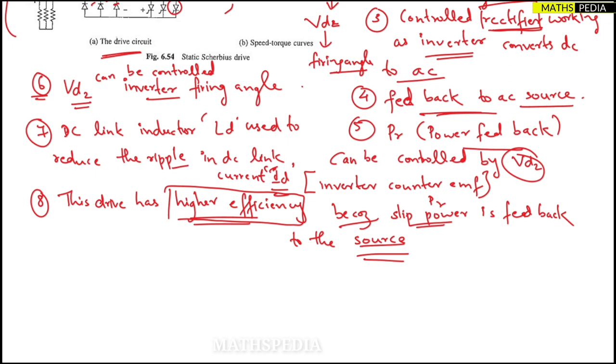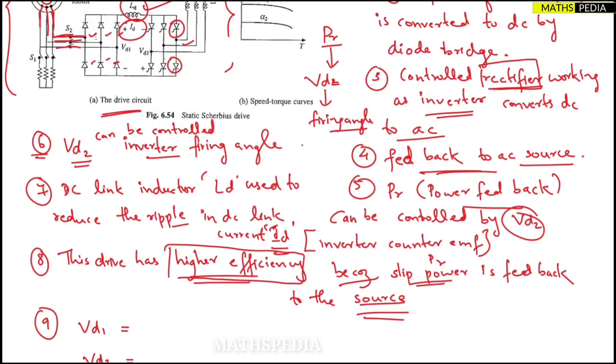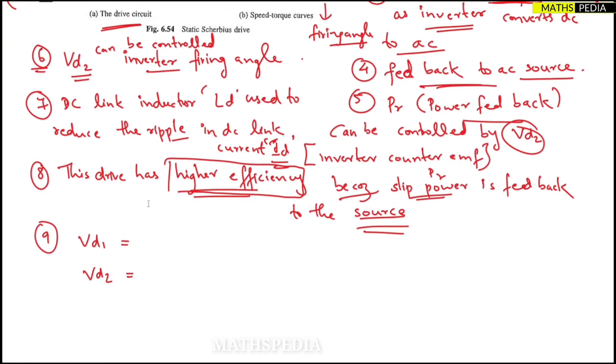Now coming to the ninth point, we will be writing some formulas. That is nothing but the VD1 and VD2 formulas. What is VD1 and VD2? Here you can see VD1 is for the diode bridge, and VD2 is for the inverter side, the controlled rectifier, which is working as an inverter. So the VD1 formula we can write as 3 root 6 by pi SV by N. S is the slip, N I'll tell you what that is. Now again here, VD2 is 3 root 6 by pi V by M cos alpha.